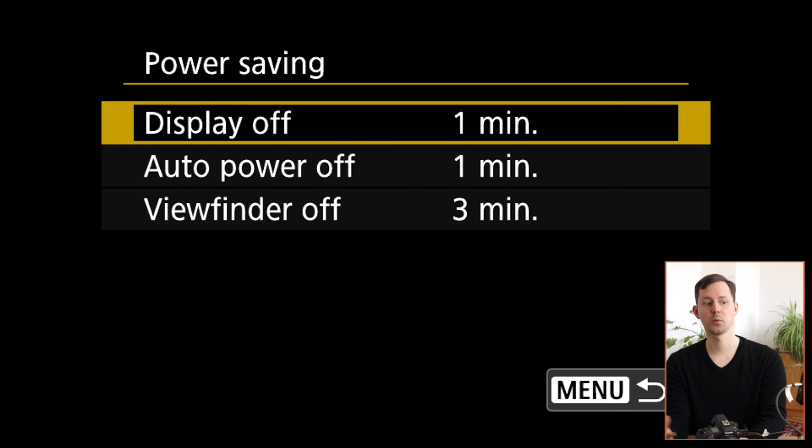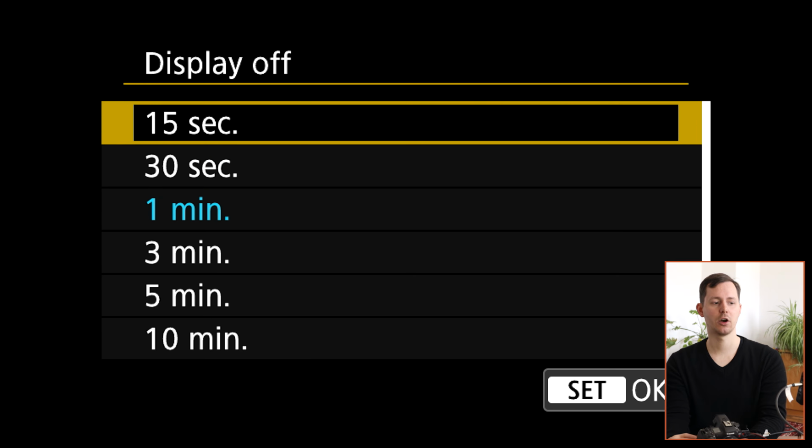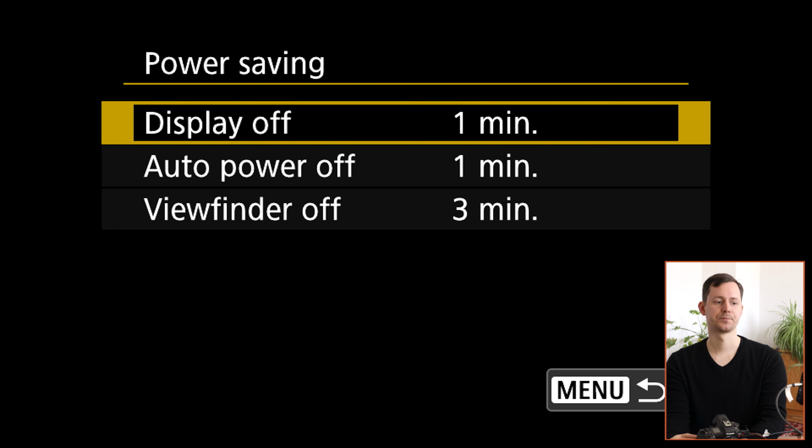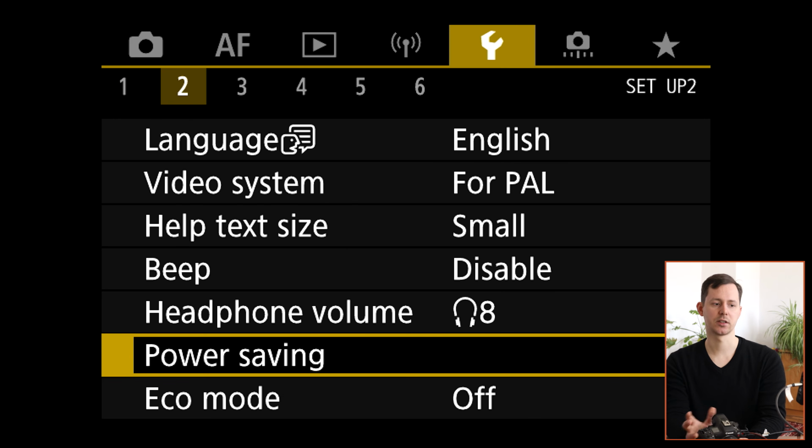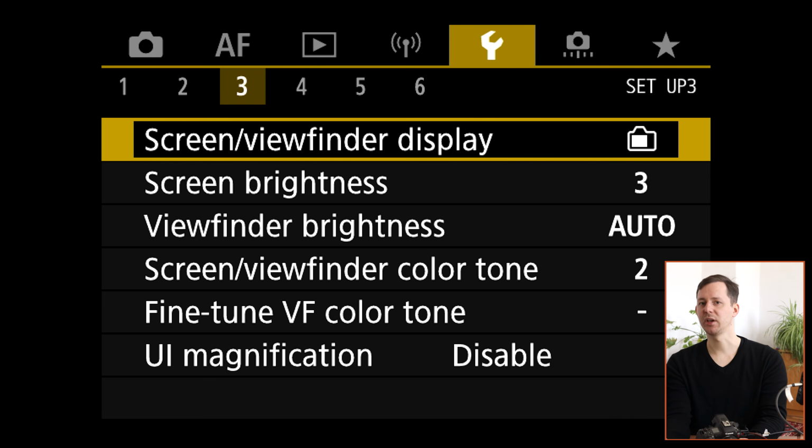Now, this is something that you might want to adjust for how long you want to have the display stay on when you are using the camera, how much power to draw or how convenient you want to have it. But the half press of the shutter, for example, always reactivates things, so it might not be that much of a big deal to have a short time on this.